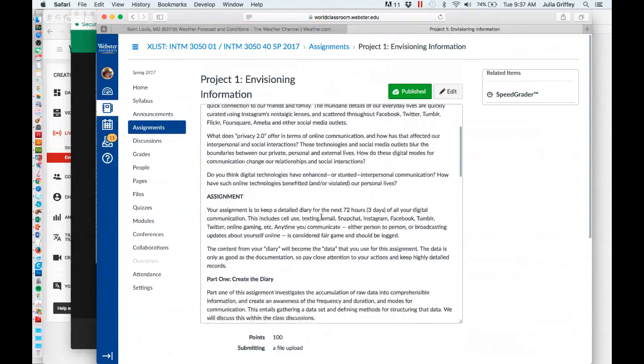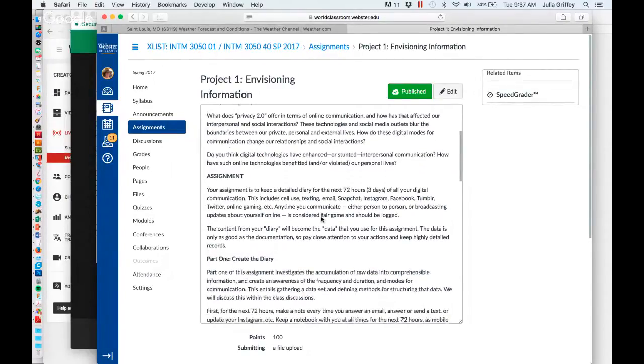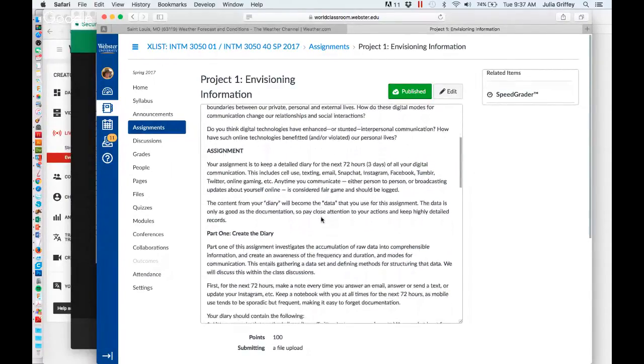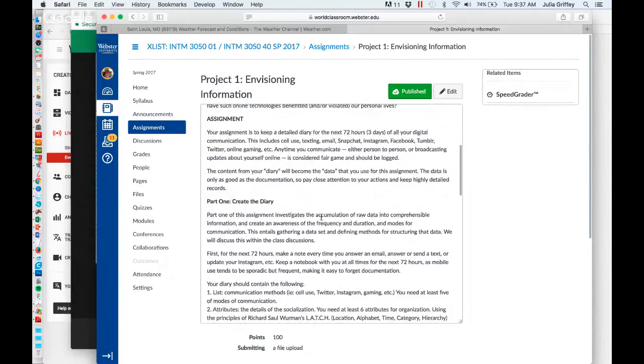What does Privacy 2.0 offer in terms of online communication, and how has that affected our interpersonal social interactions? These technologies and social media outlets blur the boundaries between our private, personal, and external lives. How do these digital modes of communication change our relationships and social interactions? Do you think digital technologies have enhanced or stunted interpersonal communication? How have such online technologies benefited and or violated our personal lives? Okay, it's a lot to think about here. Let's just get to the nitty-gritty. Your assignment is to keep a detailed diary for the next 72 hours, or 3 days, of all your digital communication.